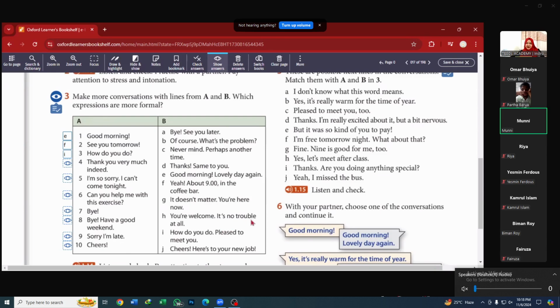No, no. Let Mr. Biman try, Miss Munni. Let's see if he can or not. He will be able to, I know. Just look into the answers in column B particularly. Then you will be able to answer it, I'm sure. Thank you so much indeed. Yes, so when someone thanks you, what do you say in return? You say welcome, right? So is there anything like that in column B? Yes, ma'am. You are welcome. It's no trouble at all.